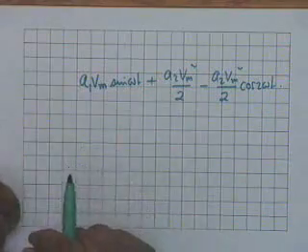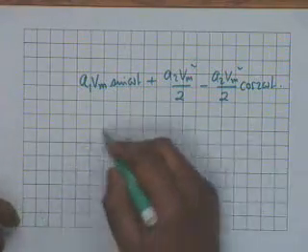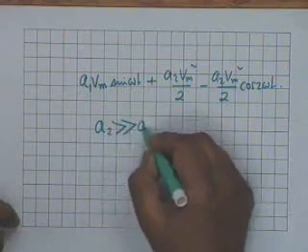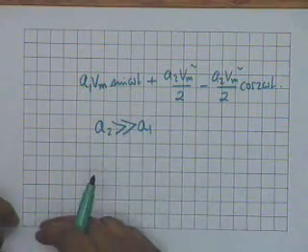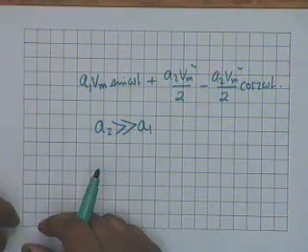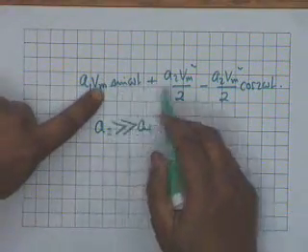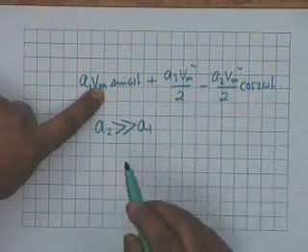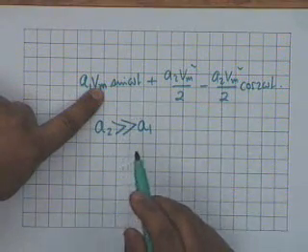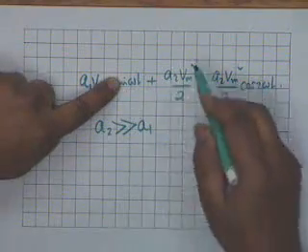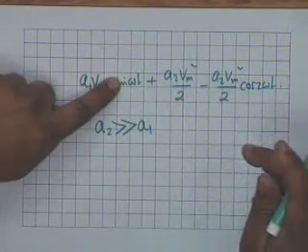Suppose I arrange things such that A2 is much greater than A1. Alright. Then obviously the first term would be negligible compared to the second and third terms. Agreed? And if somehow I can get rid of the DC term, how?